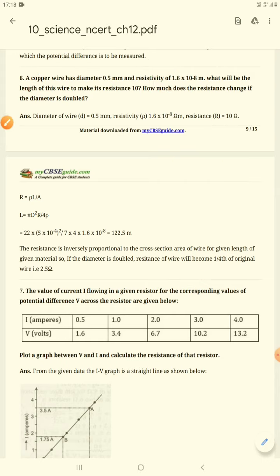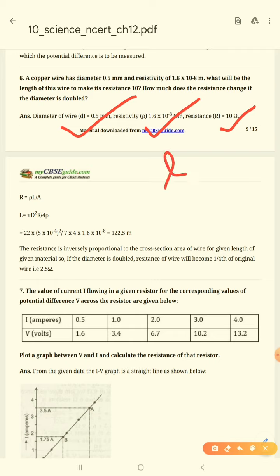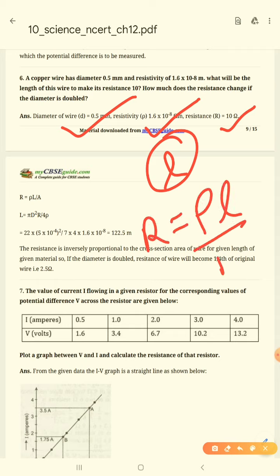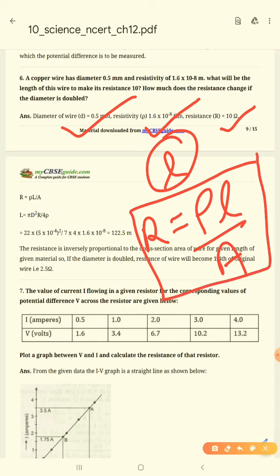Okay, now at first look here, we have diameter 0.5 millimeter, no problem. We have resistivity, 1.6 into 10 to the power minus 8 ohm meter, and we have resistance 10 ohm. At first we have to find the length of that wire. As we know, we have the formula R equal to rho L upon A. This is the formula for resistance. R is resistance, rho is resistivity, L is length, and A is area.